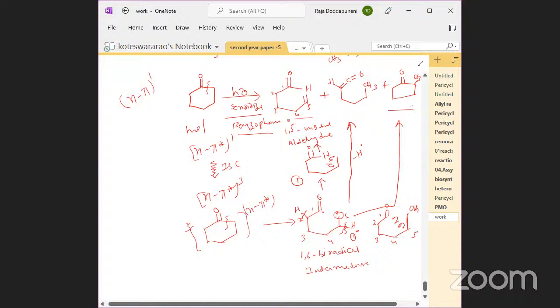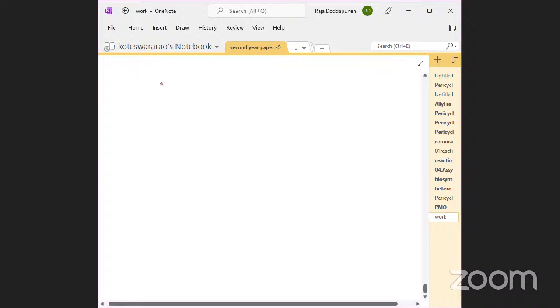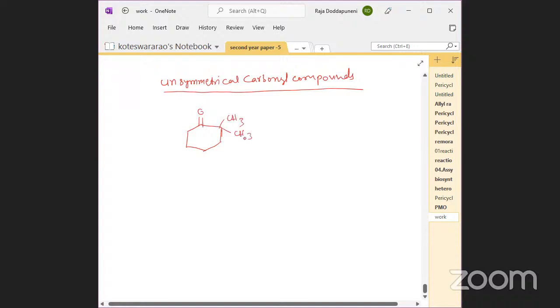Now, what are the products? Three products are generated. One is the aldehyde, another is the ketene intermediate, and the third is alpha methyl cyclopentanone. Now, other examples: if you take unsymmetrical ketones, the mechanism is the same. Whether the ketone is unsymmetrical or symmetrical, the mechanism is the same, but the product generation is different. If you take the same cyclohexanone, but substituted, 2,2-dimethyl cyclohexanone, this is an unsymmetrical carbonyl compound.